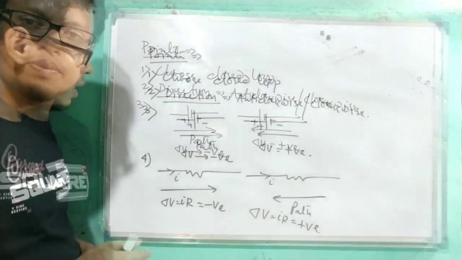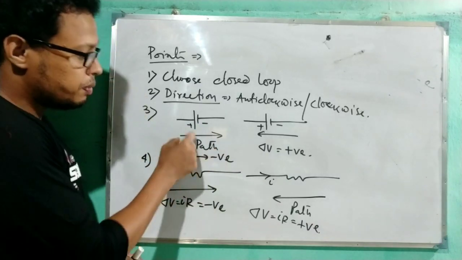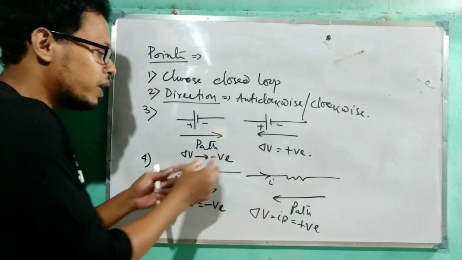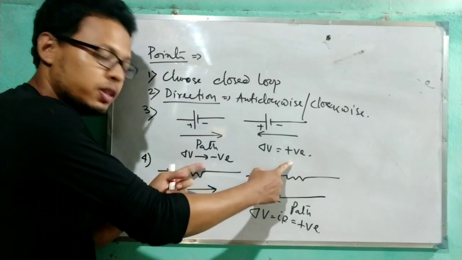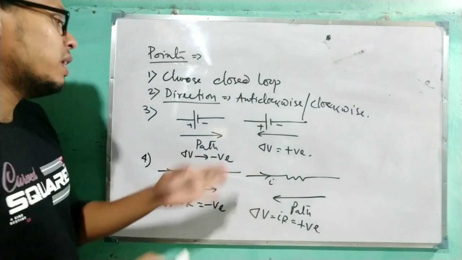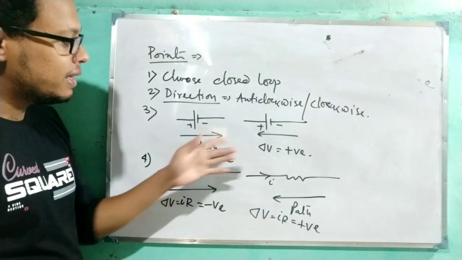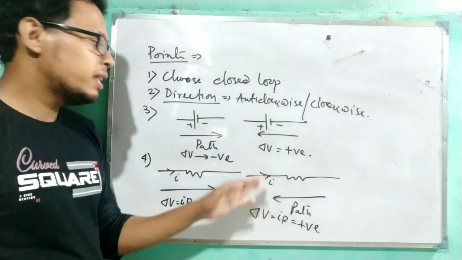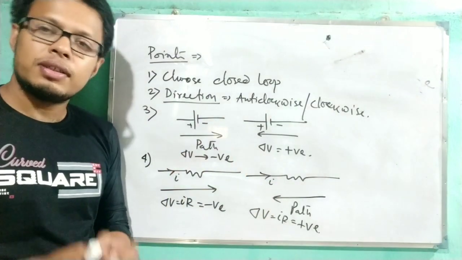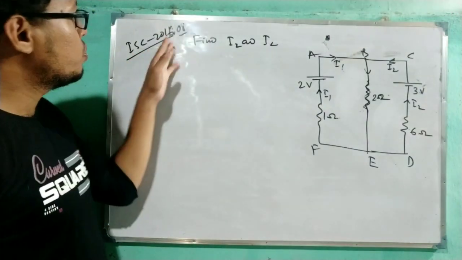Clear? One thing I will tell: I have taken here that when the path is clockwise, from plus to minus, it is minus, and otherwise it is plus. You can also take this as plus and this as minus, then you have to apply the signs accordingly. I have taken it like this, and I will apply this principle in the numericals. Whatever sign convention you take, you will apply it in the numericals. Okay, understood?